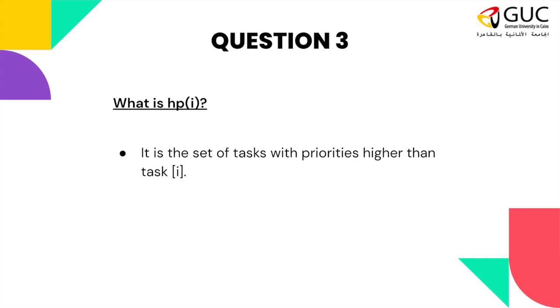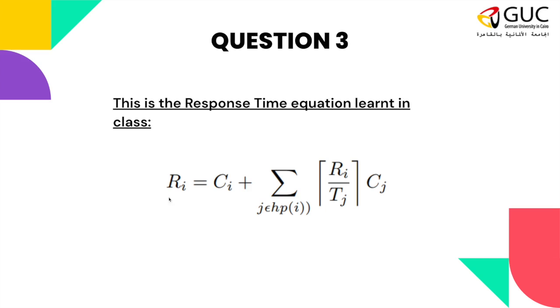It is the set of tasks with priorities higher than task I. So actually, we are trying to calculate the response time of task I. In HP of I, H stands for higher and P stands for priorities. So the tasks with higher priorities than I is the result of HP of I. So J belongs to HP of I, meaning that I am trying to find all the tasks that have a higher priority than I.